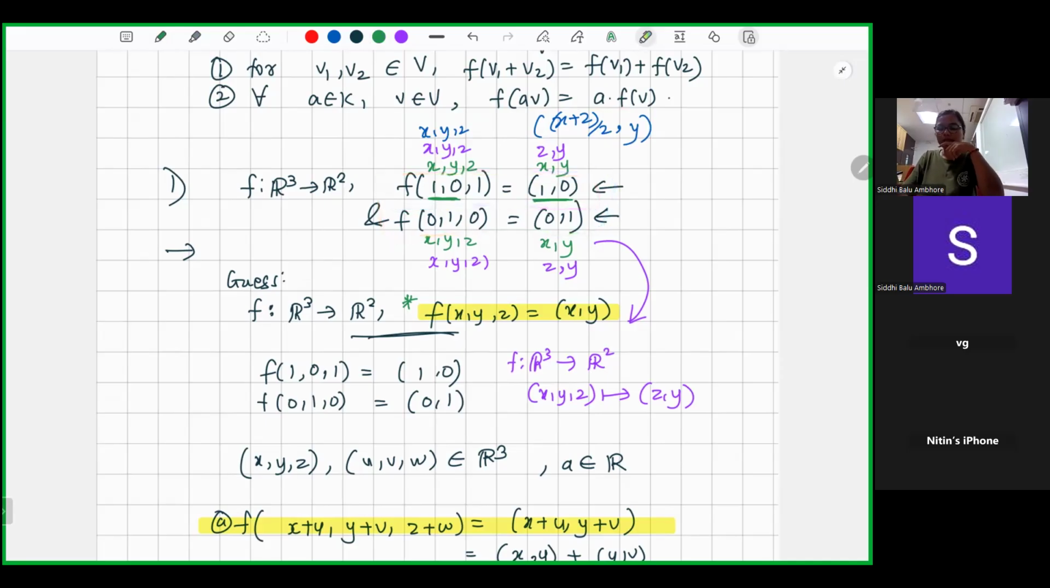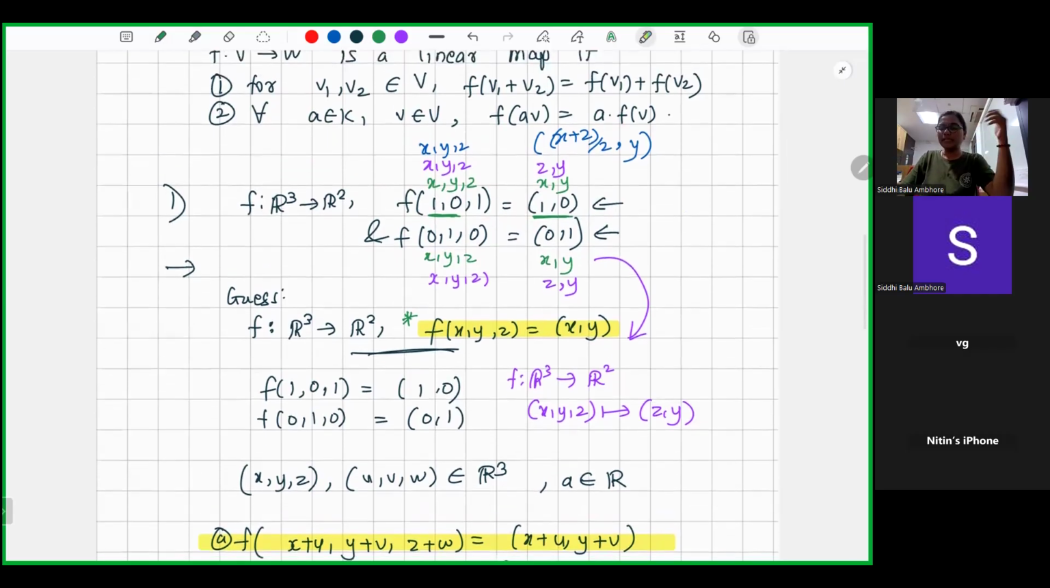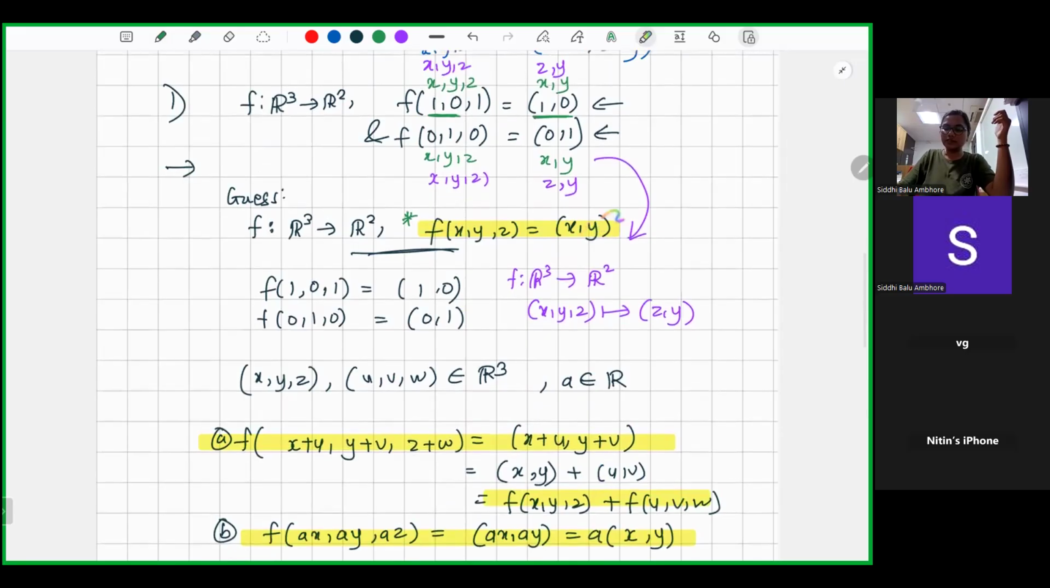This is our aim: f of 101 should be 1 comma 0 and f of 010 must be 0 comma 1. As long as these two conditions are satisfied and I'm defining a proper linear map, by proper I mean a well-defined linear map, that's okay. And there are many ways. We just showed that this is one way.